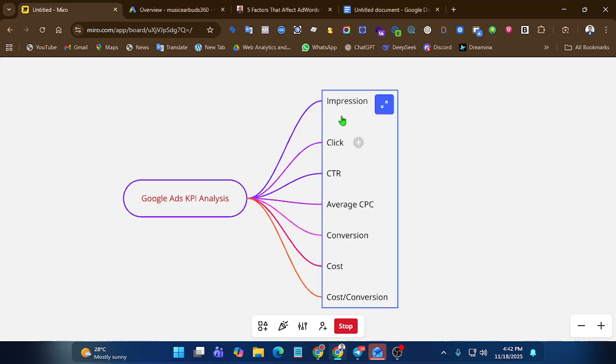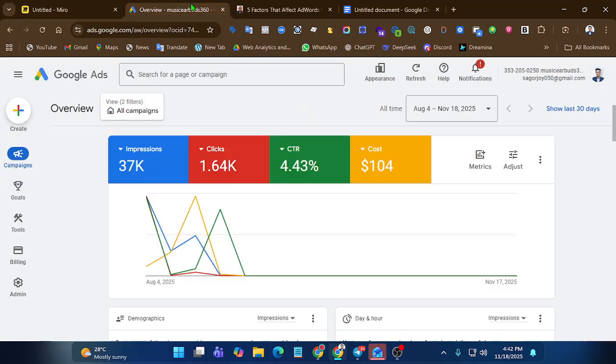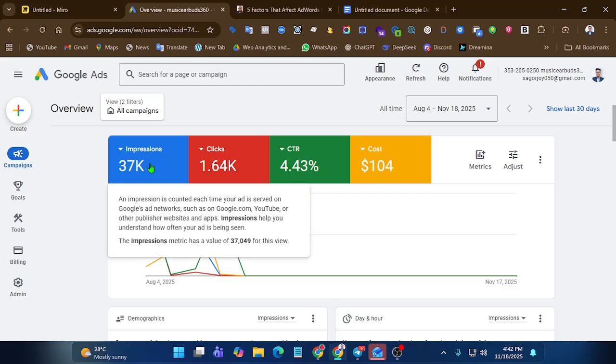Okay, so impressions. This is a demo Google Ads account. Impressions means how many times your ad was shown to people. For example, if your ad gets 100 impressions, it means your ad was shown 100 times to the audience.